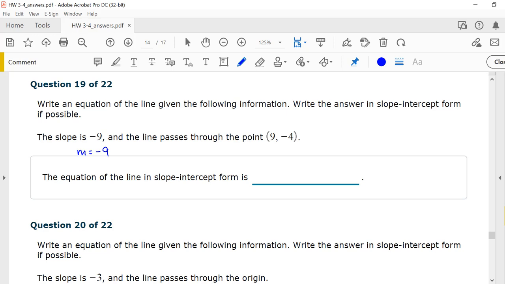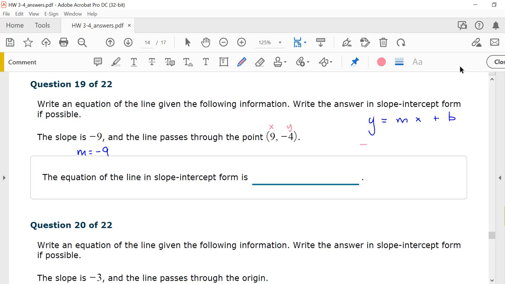Okay, here goes the process. You know your equation is y equals mx plus b. You don't know what b is. You're trying to find that. Okay, here is your x and your y.